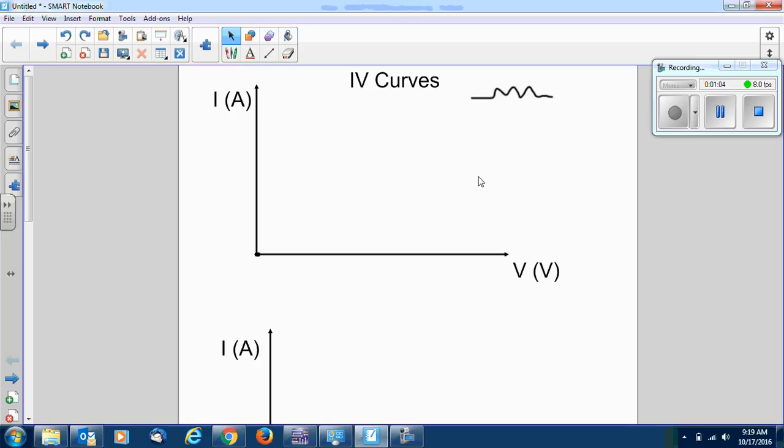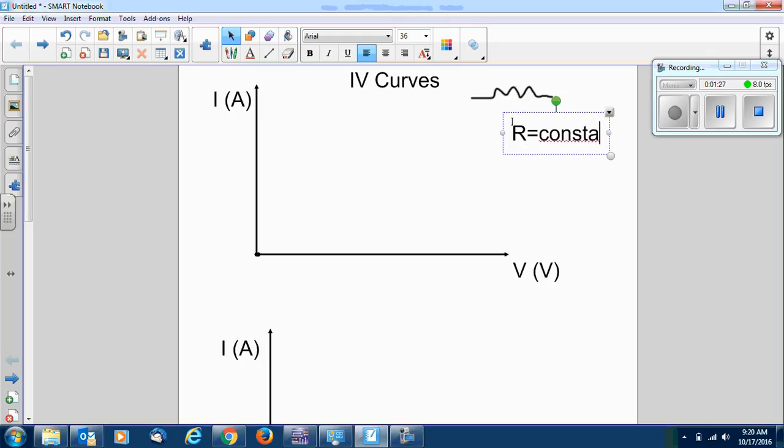So in other words, our voltage is directly proportional to our current, and resistance is inversely proportional. But here's the thing, guys. The resistance of a resistor is not a changeable value. So in other words, the resistance of a resistor is constant.